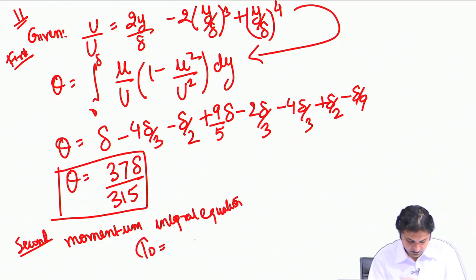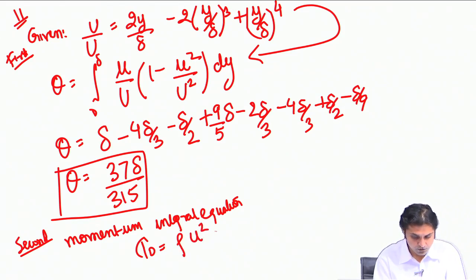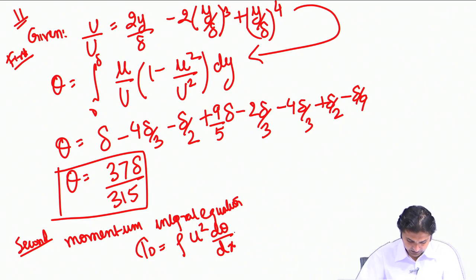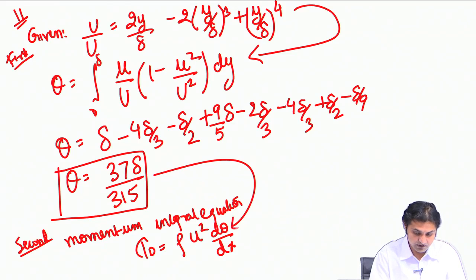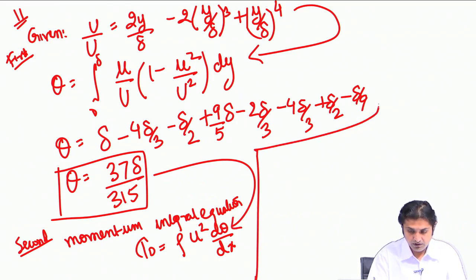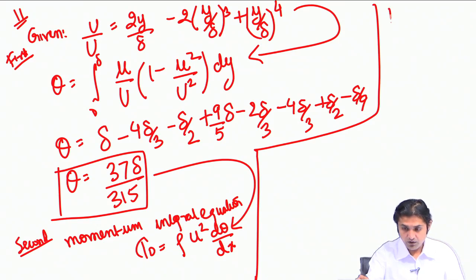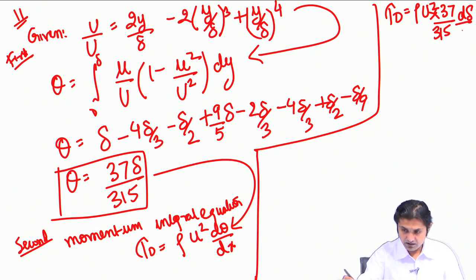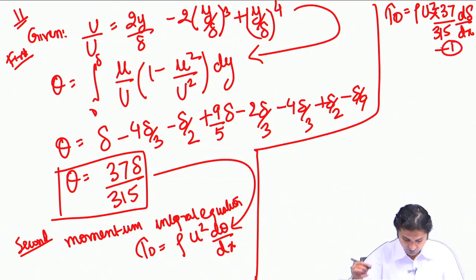Tau naught is rho u square d theta by dx. Okay, and we substitute theta here from this one, so tau naught can be written as rho u square into 37 by 315 d delta by dx. Okay, so this is tau naught. All right, this is equation number 1.